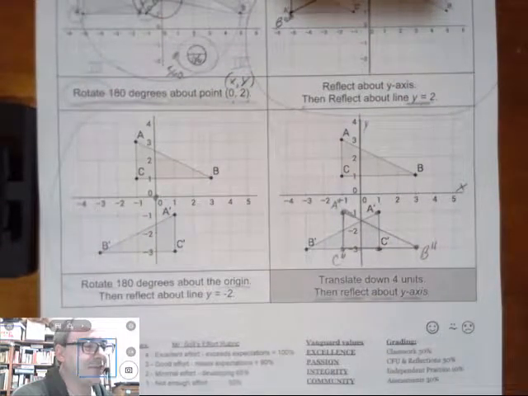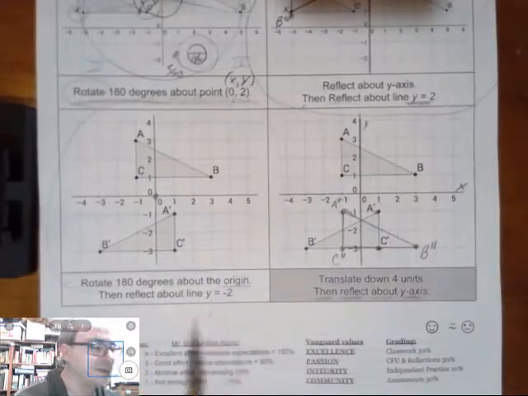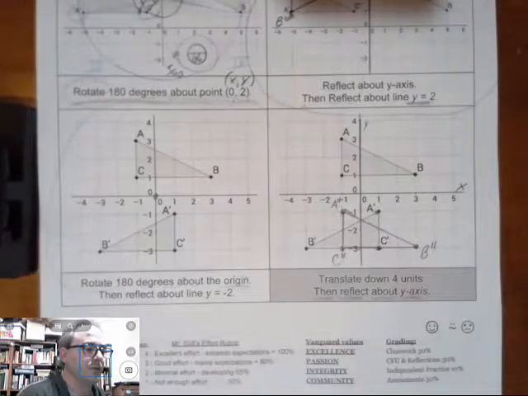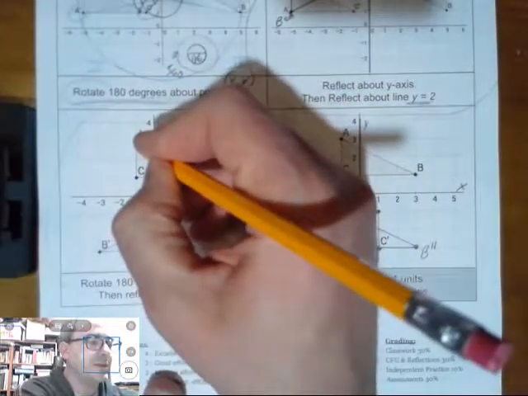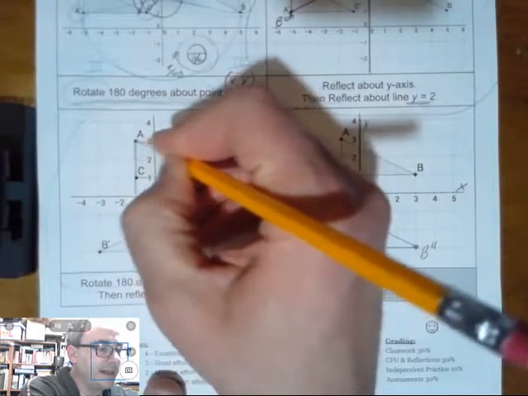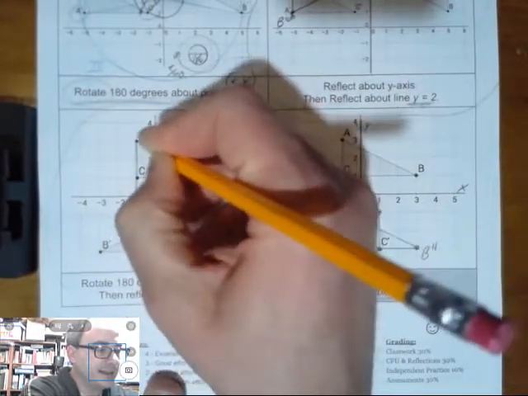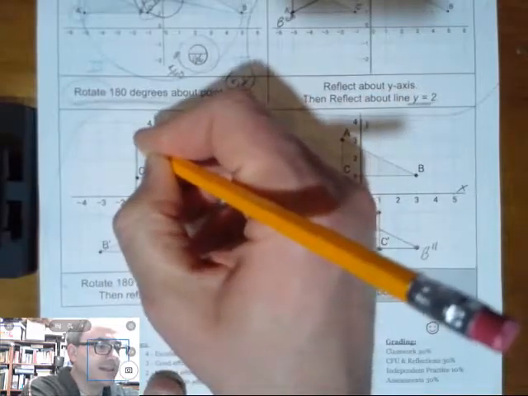All right, and we're going to rotate 180 degrees around the origin, and we're going to reflect around y = -2. So we're rotating first. My first step is to rotate A 180 degrees around the origin. I don't always do the circle method. If you did the circle method, that's fine on this one. But I like to think of it like the box. I'm going to take this box that's along here, and I'm going to rotate this 180 degrees.